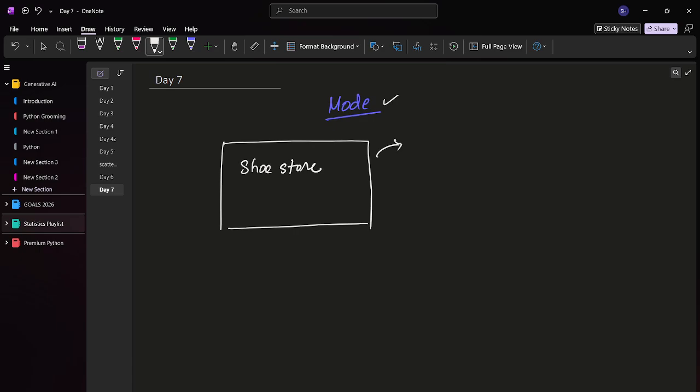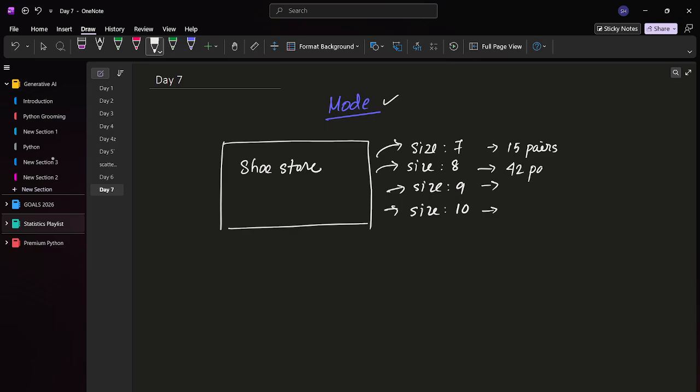In this shoe store you have different sizes of shoes, starting from size 7, size 8, size 9, size 10. For each size you have sold a different number of pairs. For size 7, you sold 15 pairs. For size 8, 42 pairs. For size 9, 18 pairs. And for size 10, 9 pairs.